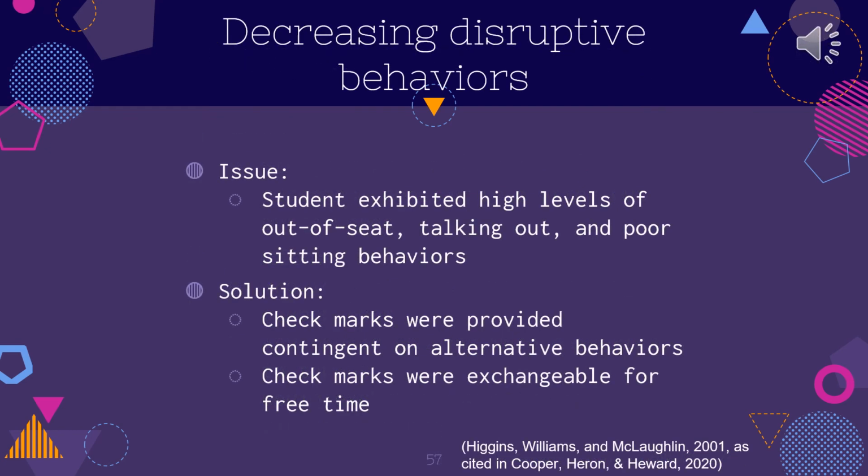The next example, conducted by Higgins, Williams, and McLaughlin in 2001, used a token economy to decrease disruptive behaviors. The issue here was students were exhibiting high levels of out-of-seat, talking, and poor sitting behaviors during class.